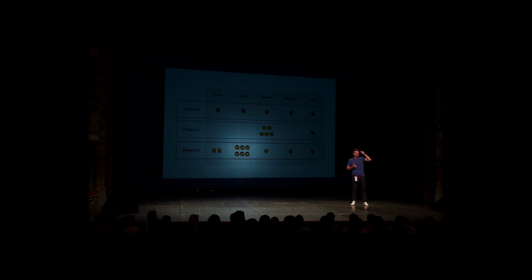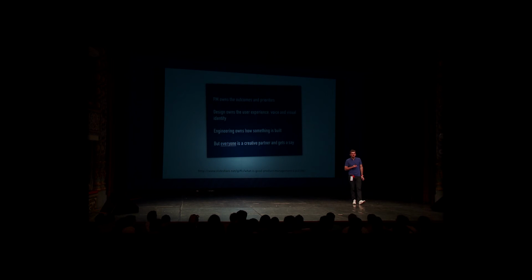So the job of product is to basically run around and do the communication aspects of it. And this is kind of how the division of responsibilities falls within a cross-functional team: the PM, or the product manager, owns the outcomes and priorities. They own the definition of the problem and the key results and all of that. If you know OKRs, this is going to be very familiar to you.